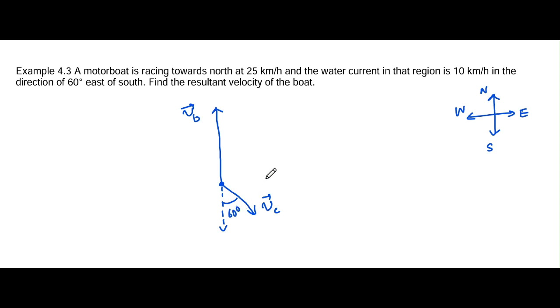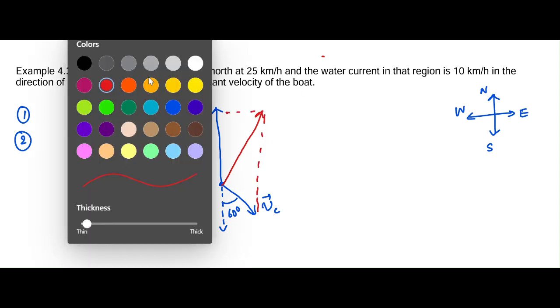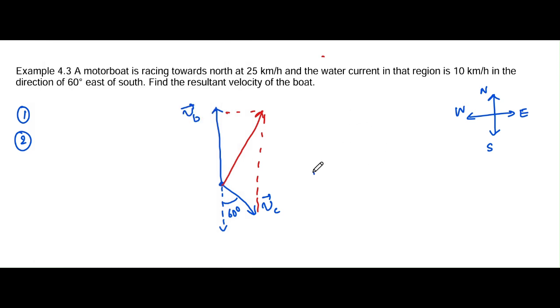Now we have to find the resultant velocity. So we will find the magnitude as well as the direction. Let's say this is the resultant velocity. We can use the law of cosine to find the resultant velocity, which is nothing but Vr.